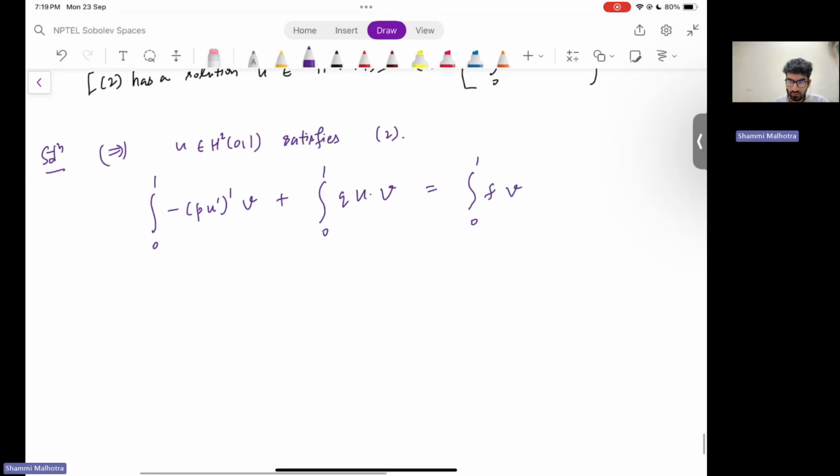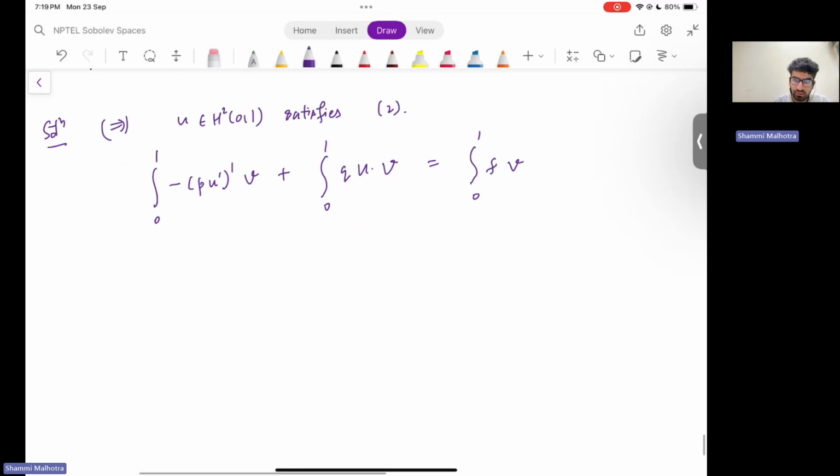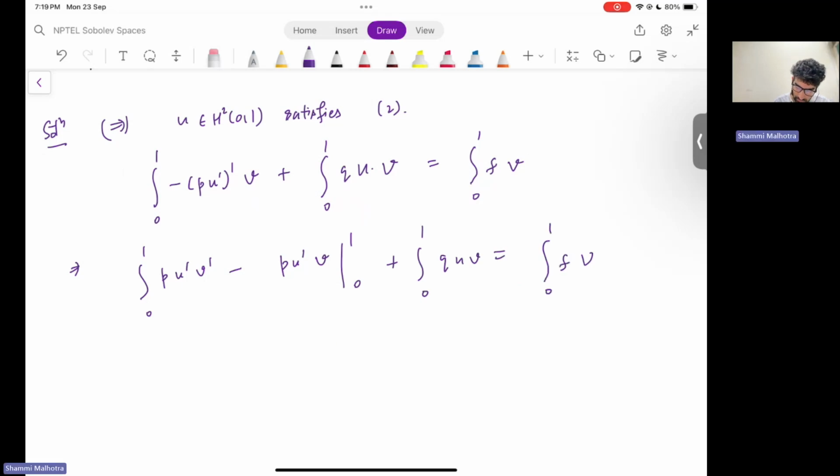Let's choose v. So first we apply the integration by parts. So this is nothing but integration 0 to 1 p u' v' plus, this is nothing but p u', so it's the minus only, v, and we have to evaluate at 1 and 0, plus integration 0 to 1 q u v equals integration 0 to 1 f v.